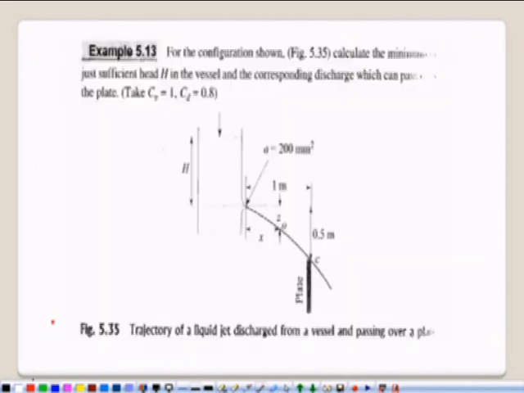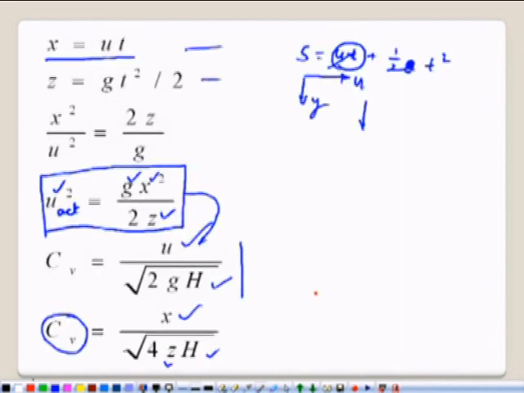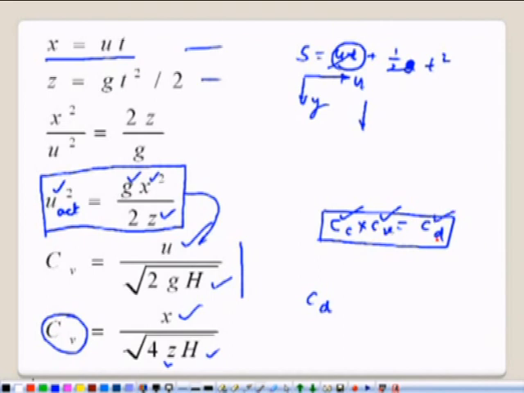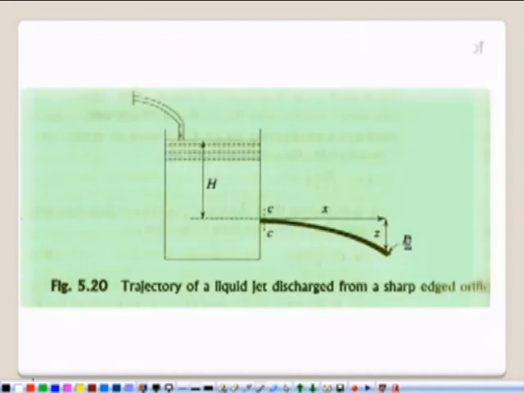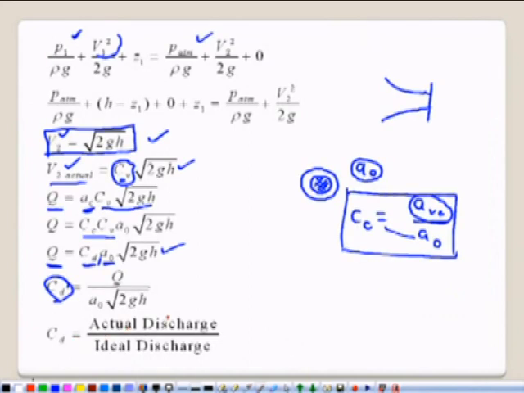Right. Once we know the Cv, we can calculate the Cd. We can find out the Cc, because Cc into Cv is equal to Cd, where Cc is known as the coefficient of contraction, Cv is known as the coefficient of velocity, Cd is known as the coefficient of discharge. How do we get Cd? We have just discussed the relationship, that Cd is equal to, from this relationship, actual discharge divided by ideal discharge.